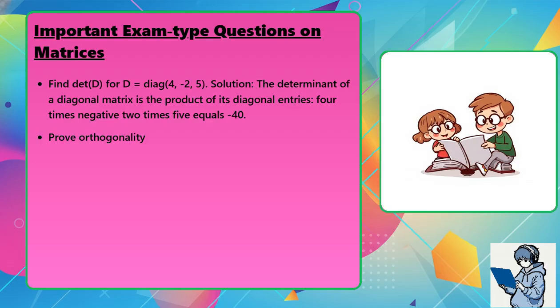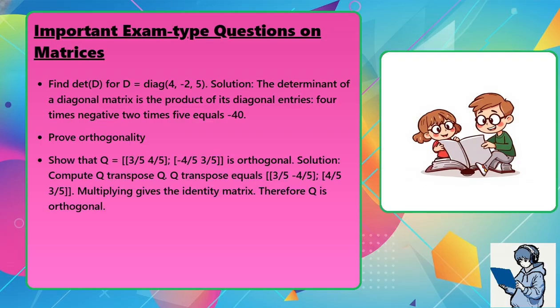Prove orthogonality. Show that Q equals a 2 by 2 matrix with entries 3/5, 4/5, -4/5, 3/5 is orthogonal. Compute Q transpose. Q transpose equals a matrix with entries 3/5, -4/5, 4/5, 3/5. Multiplying gives the identity matrix. Therefore, Q is orthogonal.